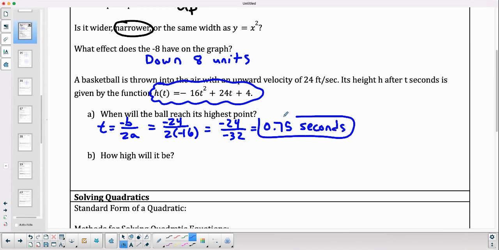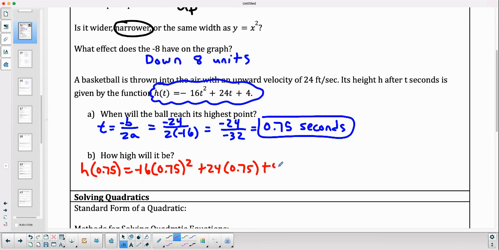Okay, what you do with that number is you plug it in. So that's how long the basketball takes to get to its highest point. The question of how high will it be at that point, we just plug that answer in. So it's like we're taking the height at 0.75 seconds. So that's negative 16 times 0.75 squared plus 24 times 0.75 plus 4. If you do negative 16 times 0.75 squared, that part gives you negative 9.